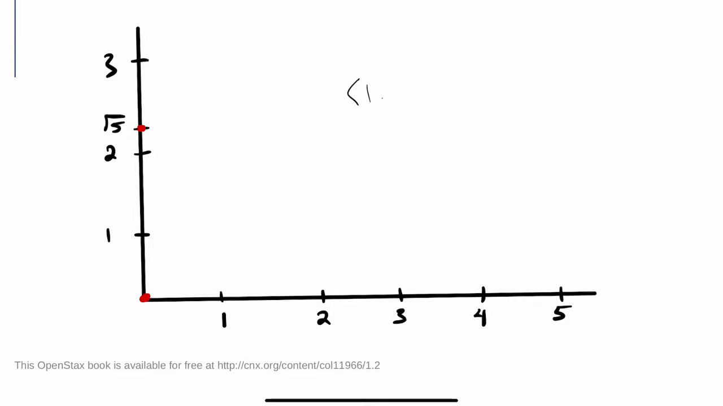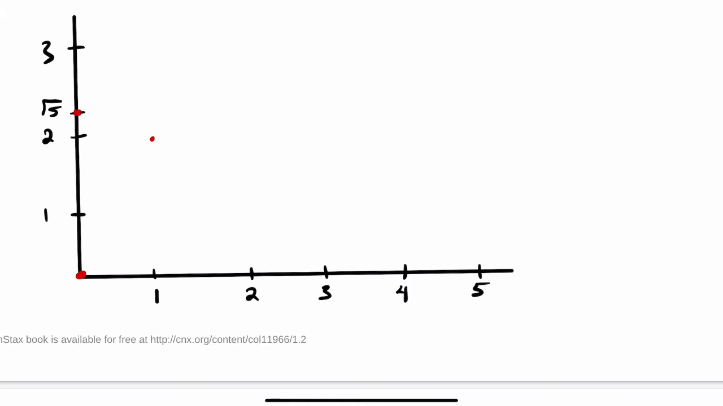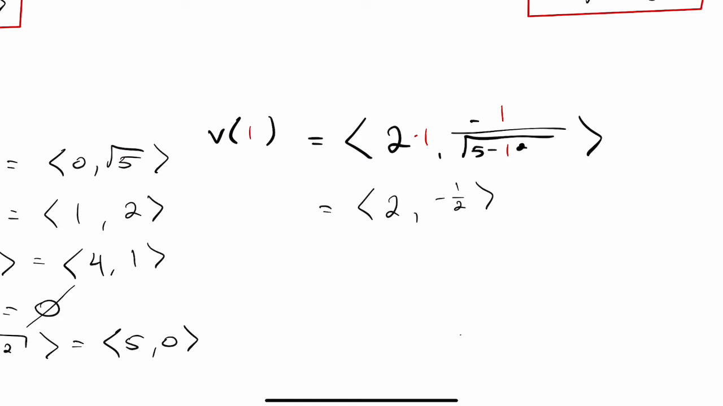Our next vector was 1, comma 2. Starting at the origin, we want to go right 1 and up 2. That would put us at the point 1, comma 2. So the next vector would be at 4, 1, and then the final one would give us the point 5, 0. The way I've drawn this, it looks like it's a straight line, but it really should be more of a curve, like that.